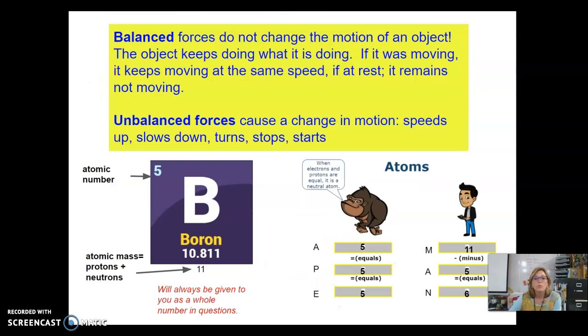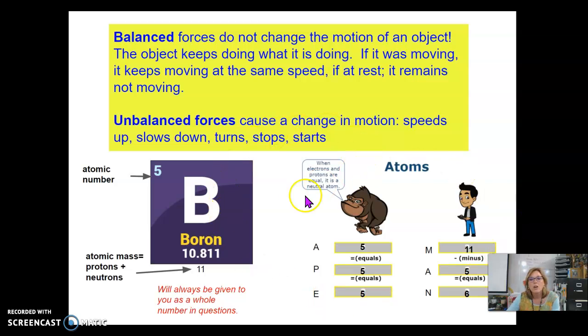So let's do a quick review before we get started. When you get to the balanced and unbalanced force station, remember, balanced forces do not change the motion of the object. So if the object is going to keep doing what it's doing, if it was moving, then it's going to continue to keep moving at that same speed, in the same direction. If it's at rest, it's going to stay at rest and not move. Only unbalanced forces, calculated net forces that are not 0, are going to cause a change in motion. That means the object could speed up, it could slow down, it could turn, it could stop, it could start. Those are the things that unbalanced forces cause.